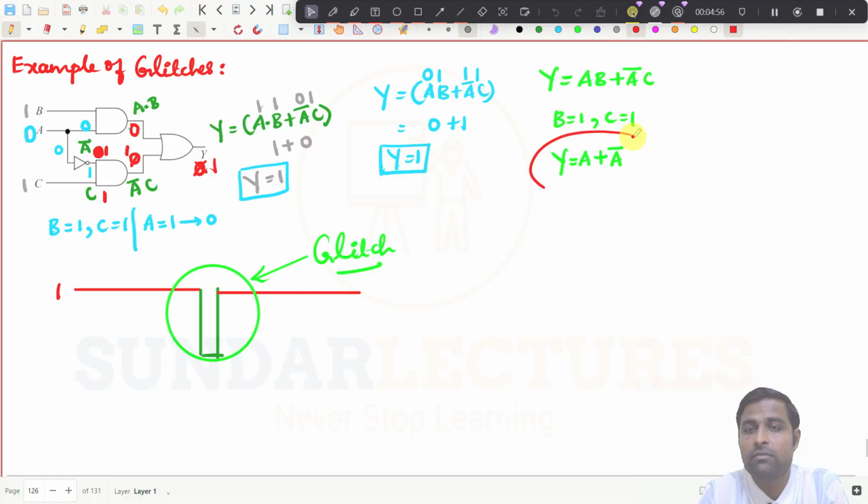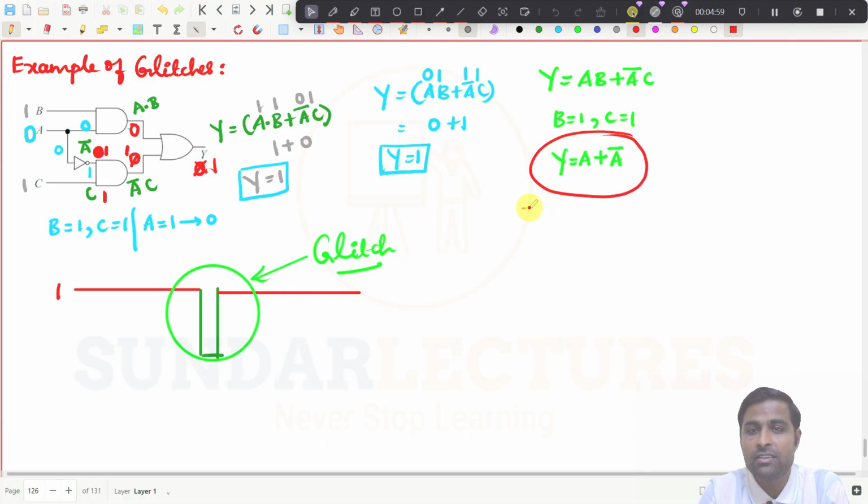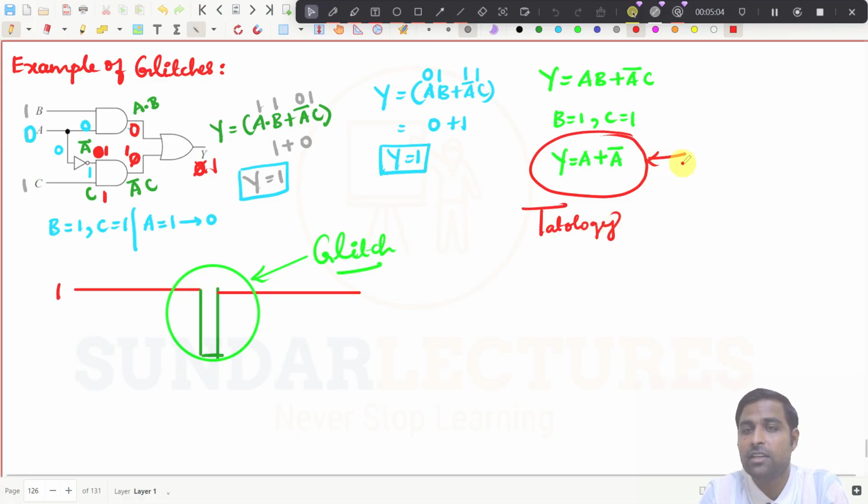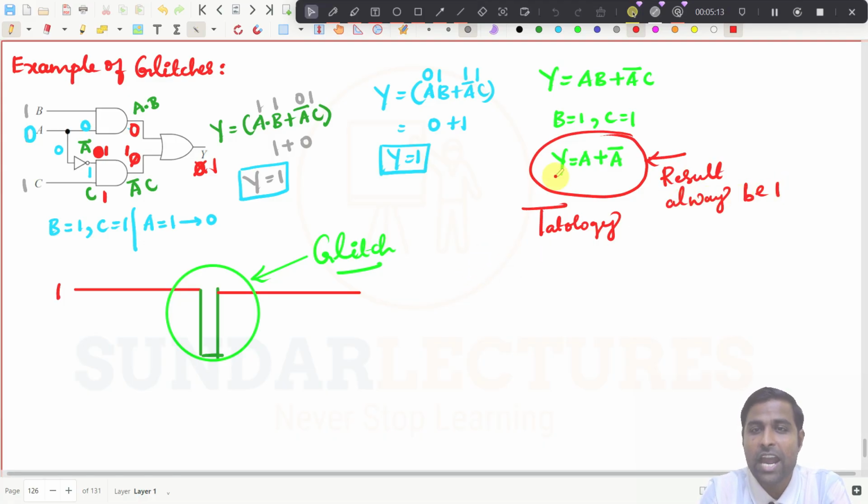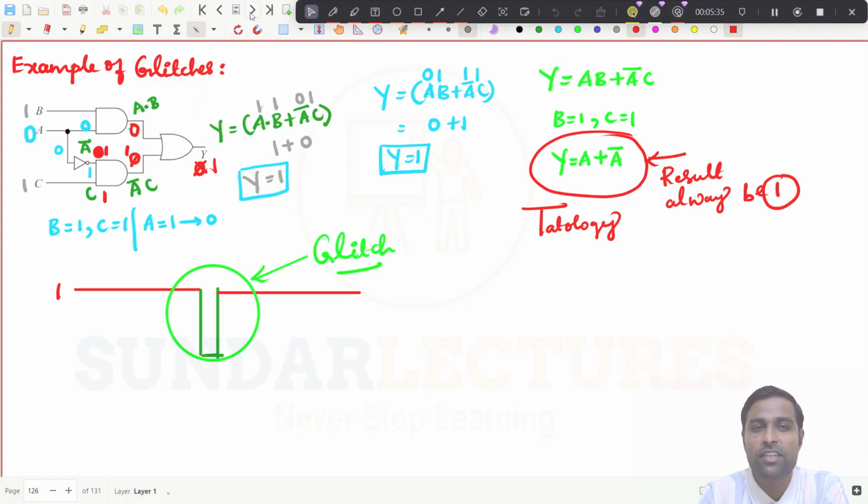And then you see this one, what is this actually? This is tautology, right? Tautology. What is tautology? The result will always be 1. And if you see any tautology condition in any particular output expression, then that output expression obviously is going to make the glitch. And what is that particular glitch? It is a static 1 hazard. It is a static 1 hazard. And that is what we are going to see now.